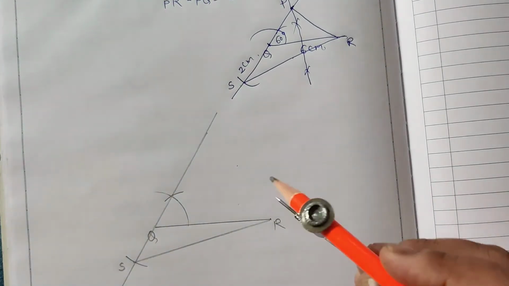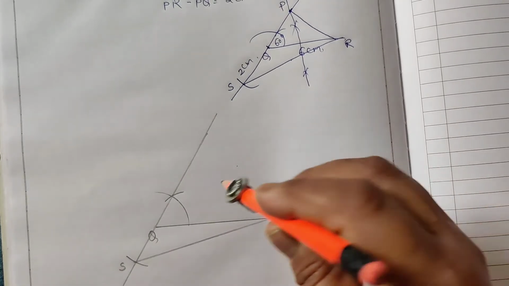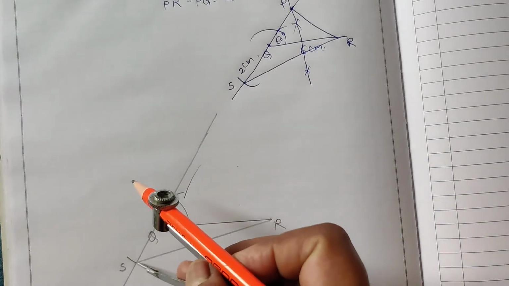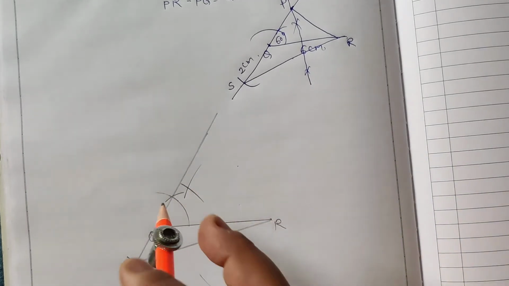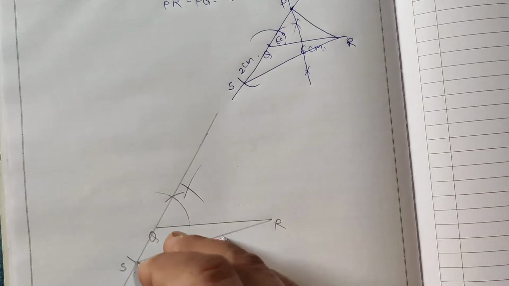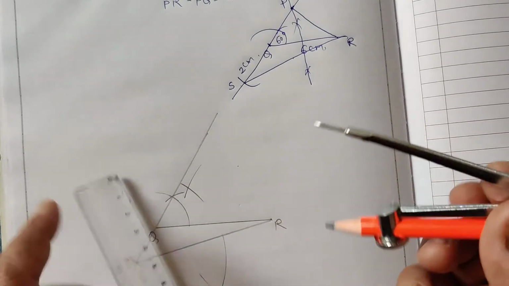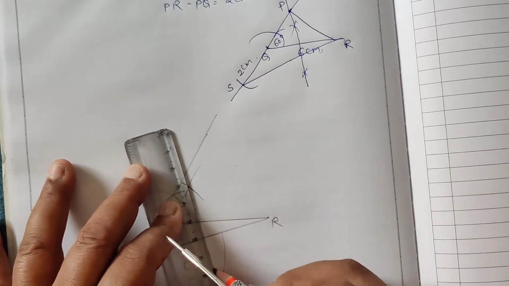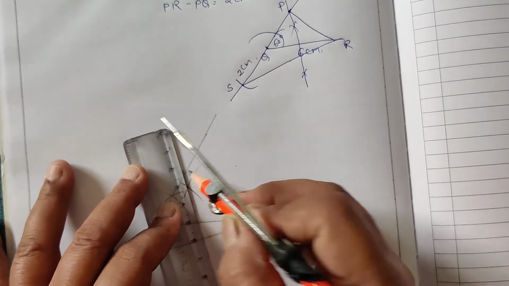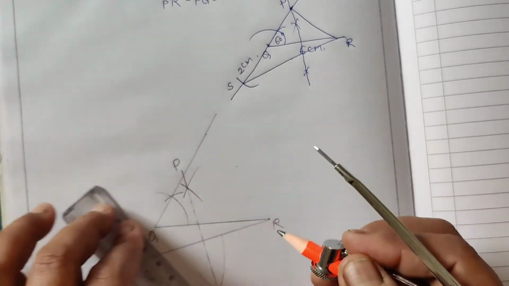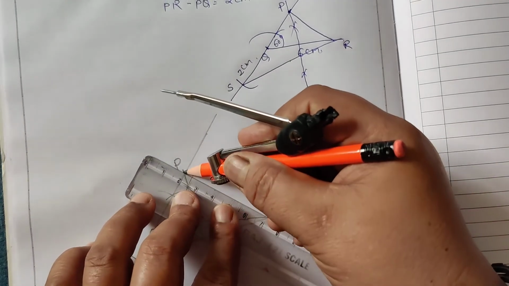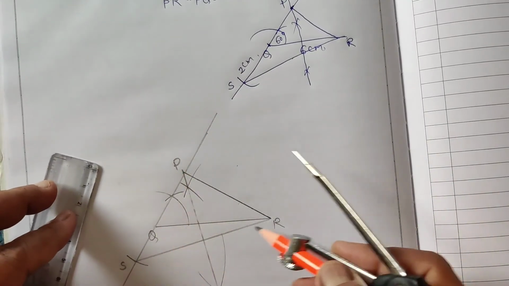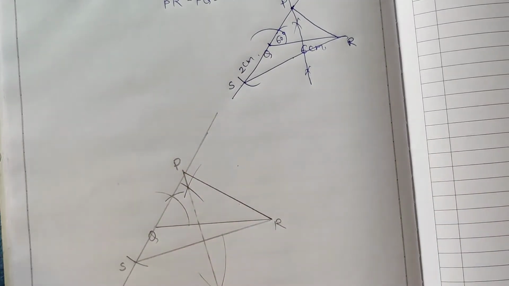Now perpendicular bisect RS. This is the perpendicular bisector, and produce the bisector up to point P. PQR is the required triangle.